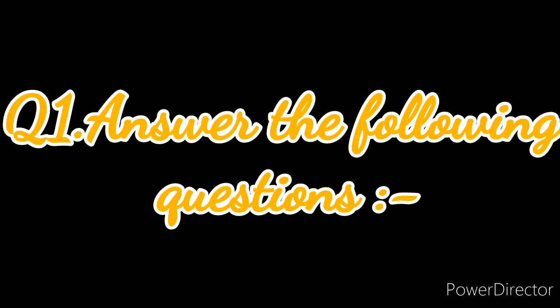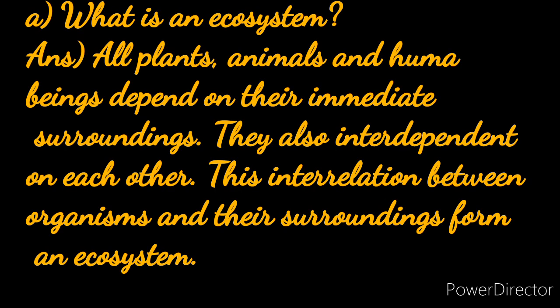In question number 1, answer the following questions. A: What is an ecosystem? All plants, animals and human beings depend on their immediate surroundings. They are also interdependent on each other. This interrelation between organisms and their surroundings forms an ecosystem.